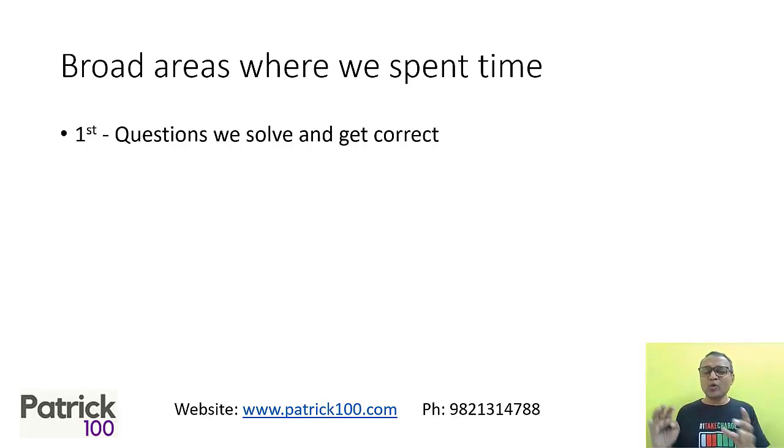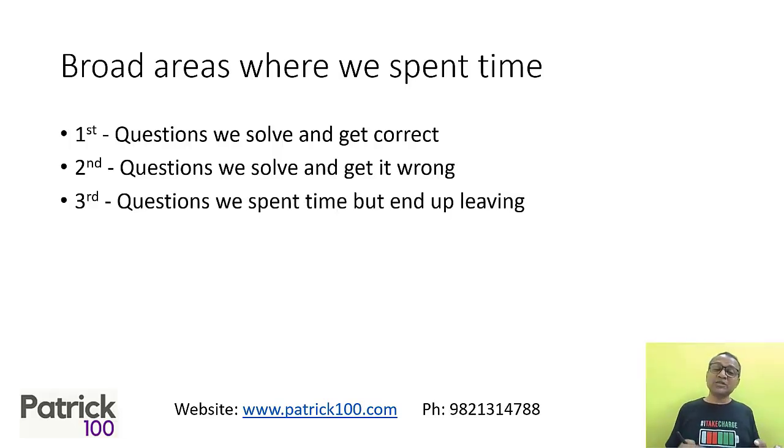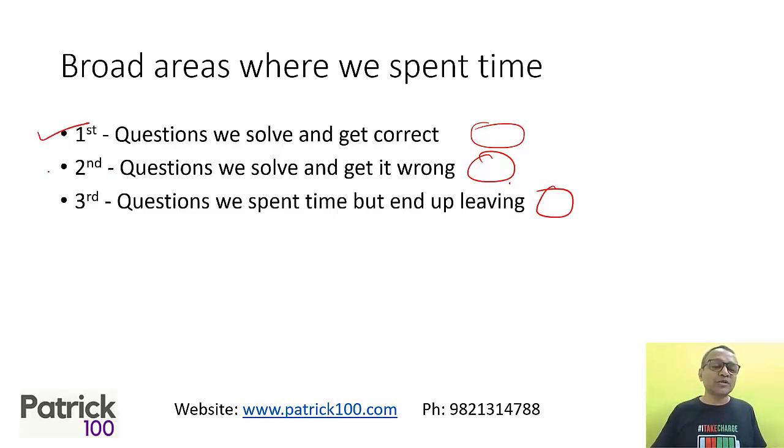First, questions we solve and get correct. Second, questions we solve and get wrong. And third, questions we spend time on but end up leaving. After the exam, note down the time spent on each of these areas. Now, the second and third are obviously wasted time. What is productive is the first. You need to reduce the second and third so that you can spend more time on the first. That's the basic idea of the whole pattern.